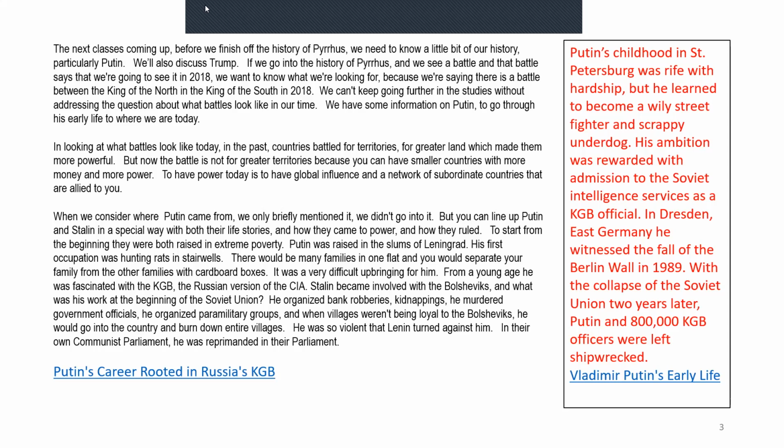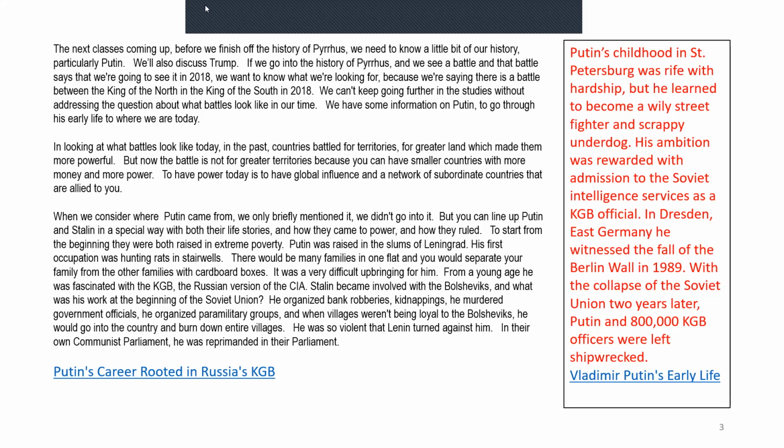To start from the beginning, they were both raised in extreme poverty. Putin was raised in the slums of Leningrad. His first occupation was hunting rats in stairwells. There would be many families in one flat, and you would separate your family from the other families with cardboard boxes. It was a very difficult upbringing for him. From a young age, he was fascinated with the KGB, the Russian version of the CIA.